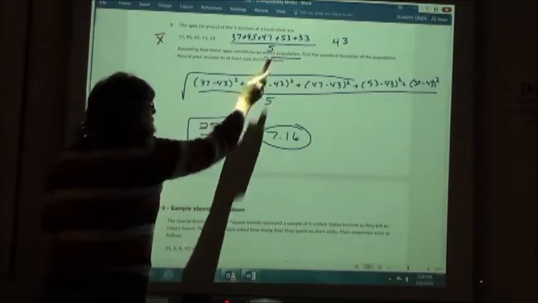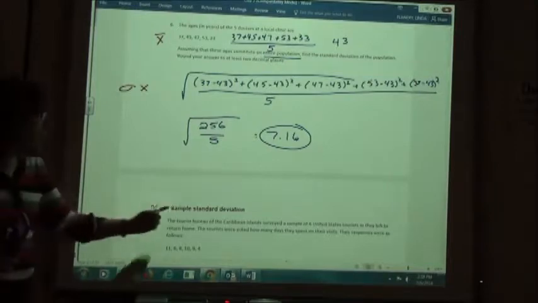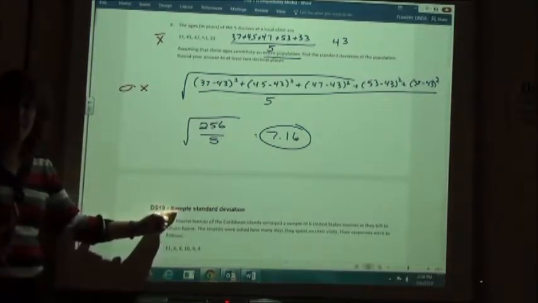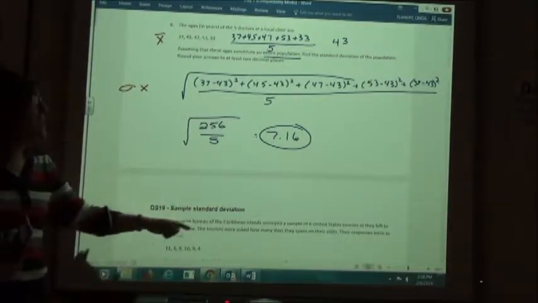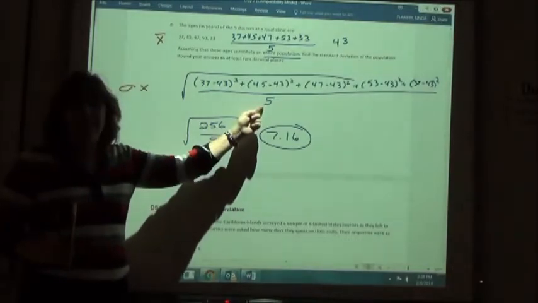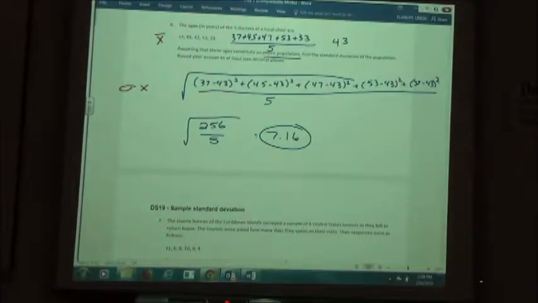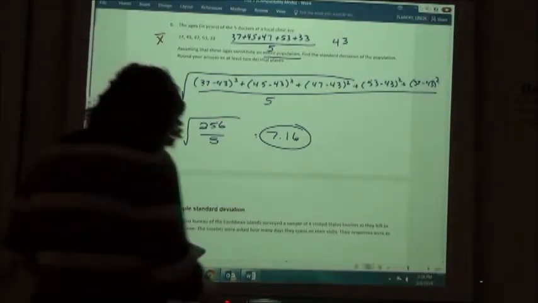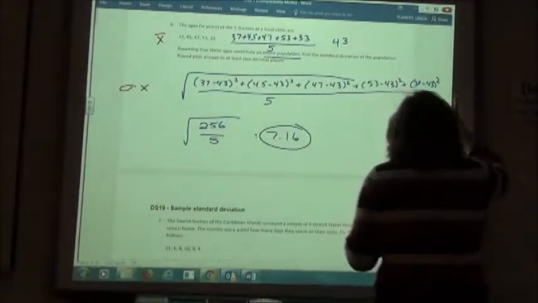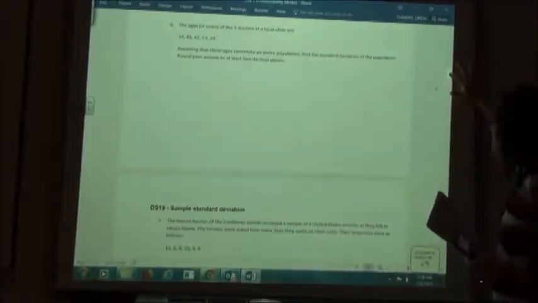Population standard deviation, you do the entire population. We're now going to do the sample standard deviation. The only difference is instead of using just the n here, the number of things, you're going to do n minus 1. Otherwise, it's basically the same formula that we did on the previous one. So let's go to the sample standard deviation.